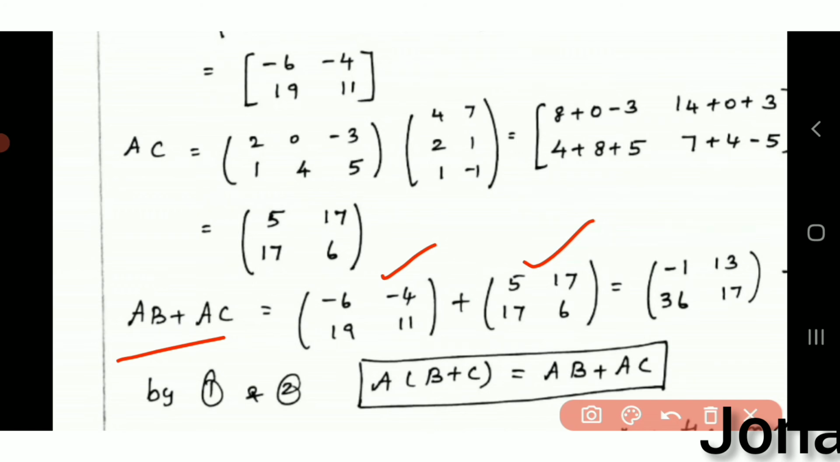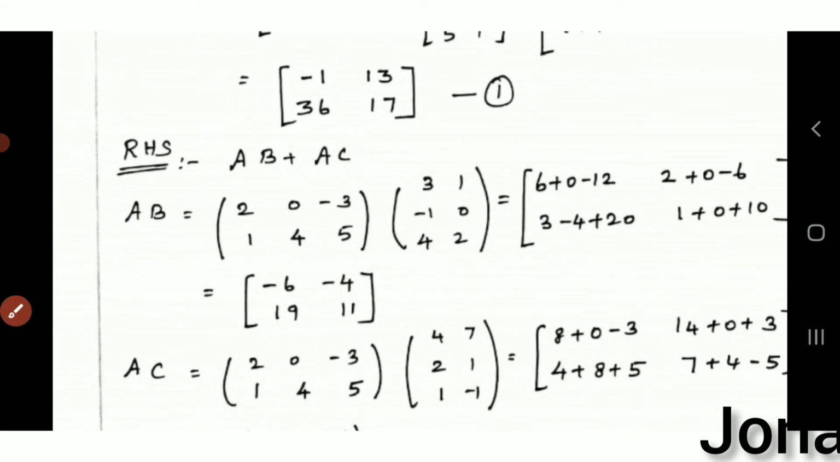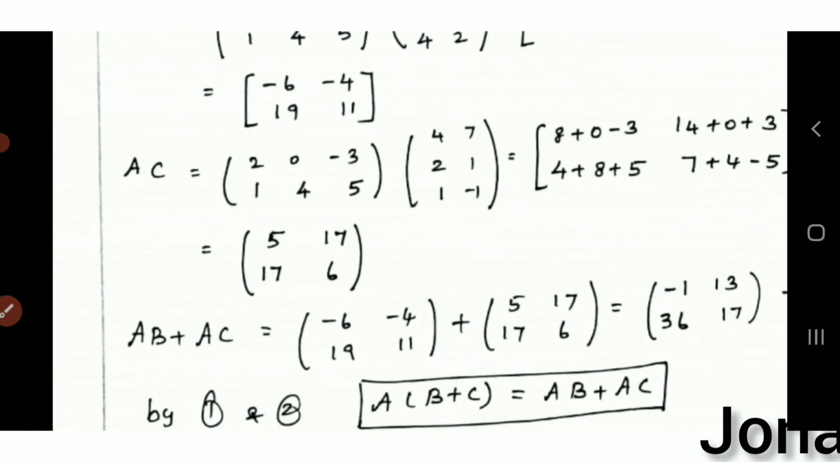It's nothing but minus 6, 5, that is minus 1. Minus 4, 17 is 13. And here 19, 11 is 36, 11, 6 is 17. So the left hand side, we already got the values: minus 1, 13, 36, 17 in equation 1. And now also we have minus 1, 13, 36, 17. Therefore, from 1 and 2 we have A of B plus C equal to AB plus AC.